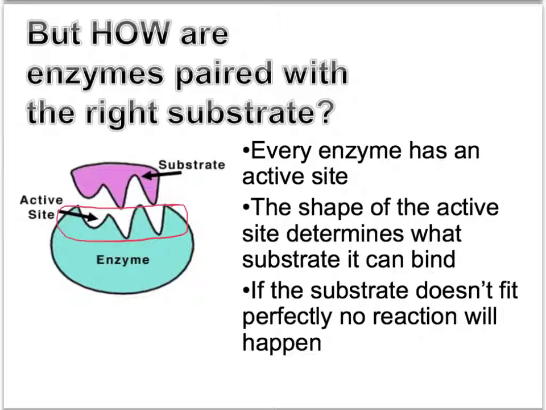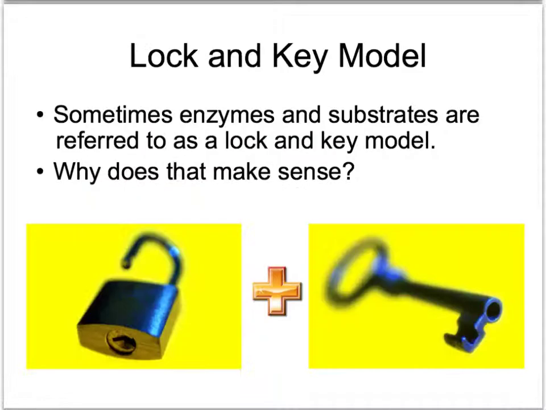If a substrate doesn't fit perfectly, to emphasize perfectly, no reaction is going to take place. So in this case, you can see that this shape of the substrate fits perfectly in the active site here, so those two can partner up. Many times people refer to this as a lock and key model. So enzymes and substrates are like a lock and key.